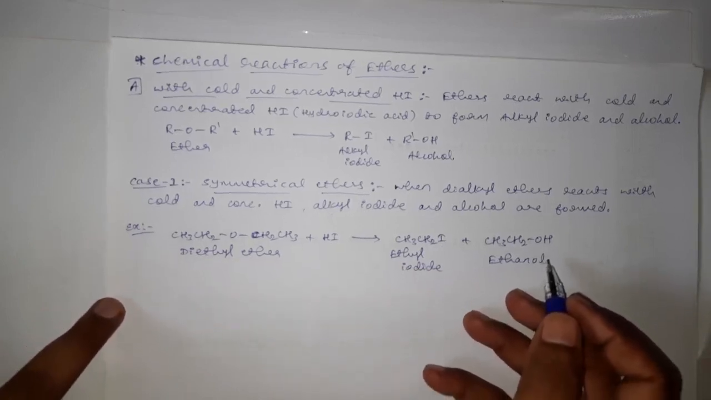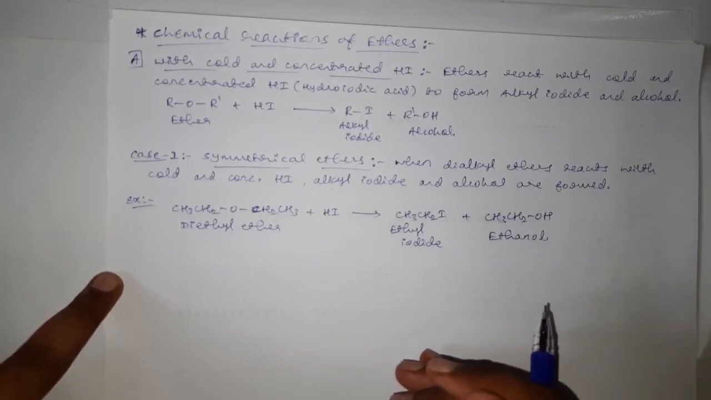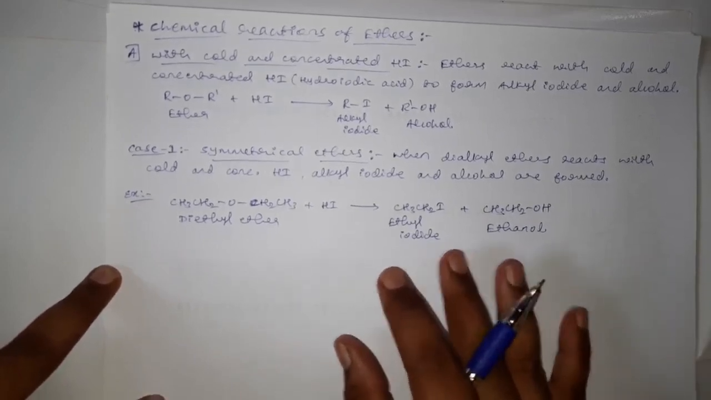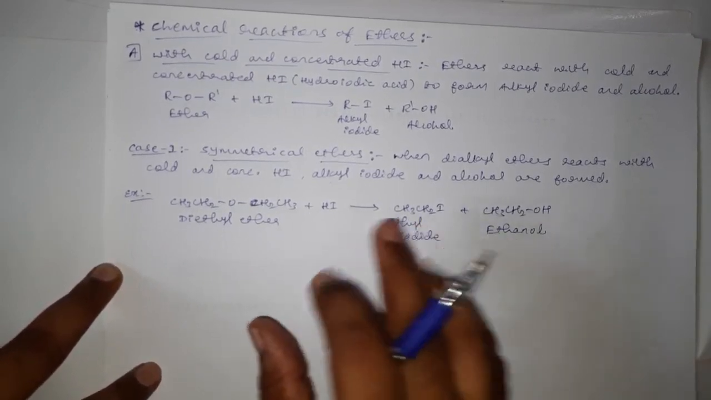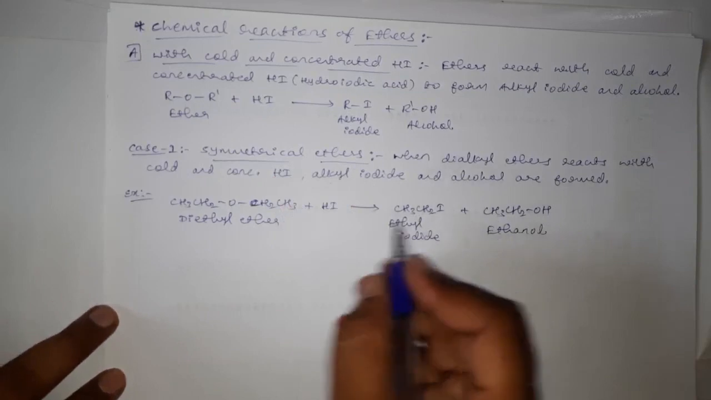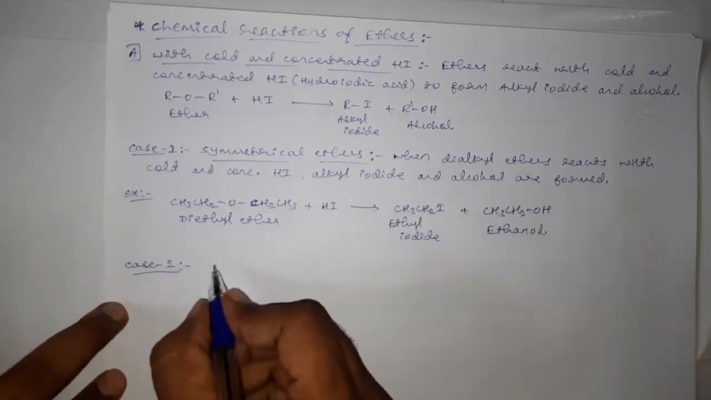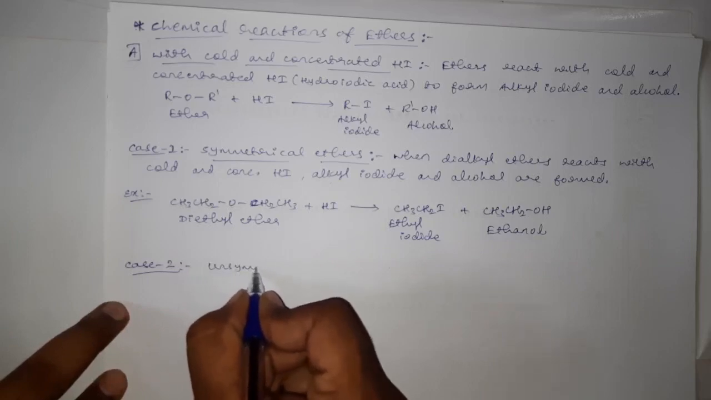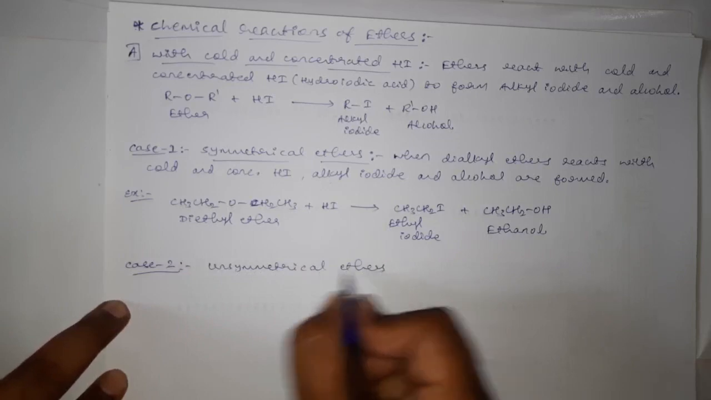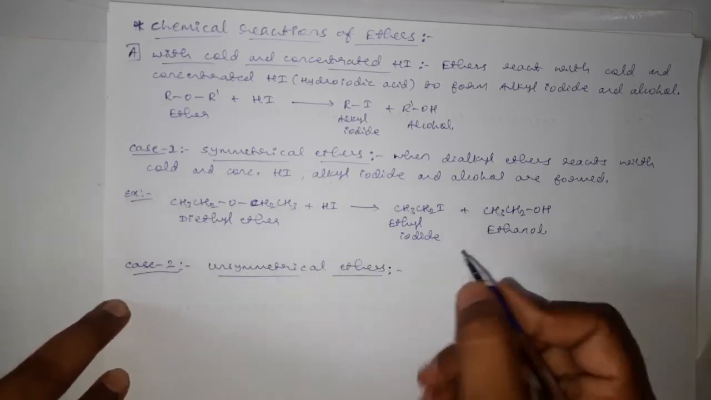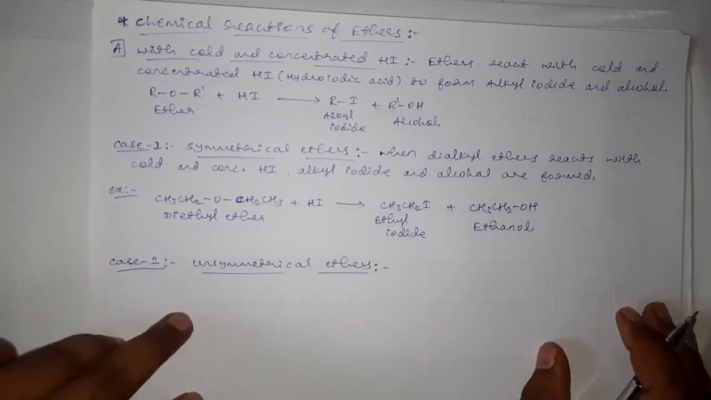as products. Okay. About the mechanism of these reactions we are discussing at the end part of this session. We are discussing at last the mechanism for the reactions of ethers with hydroiodic acid. Then the case 2 what we are discussing here is with unsymmetrical ethers, the reactions of unsymmetrical ethers with cold and concentrated hydroiodic acid.